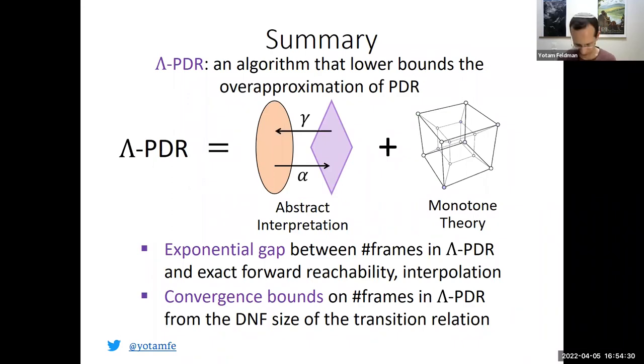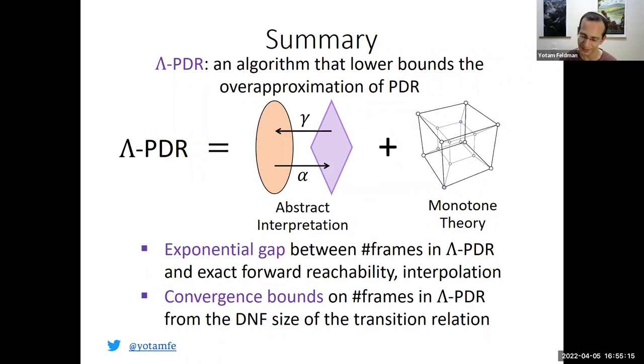Lambda PDR is, as I said, a theoretical algorithm. So we haven't implemented it, at least not recently, or not anything that I can vouch for. It's used as a device to study over-approximation, as a conceptual tool. I used to say that it seems outrageous and hopeless to implement, but now I need a slightly more refined answer.